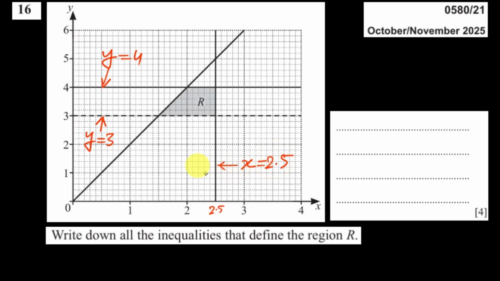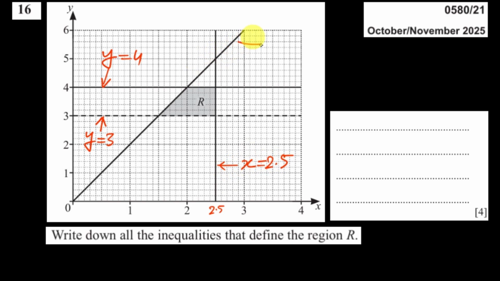It is very easy to find the equation of a line which is either horizontal or vertical. If it is horizontal, y is equal to, we have to see where it intersects the y-axis. So we'll just write y is equal to 4, y is equal to 3. If a line is vertical, we just see where it intersects the x-axis. So we just write x is equal to 2.5.